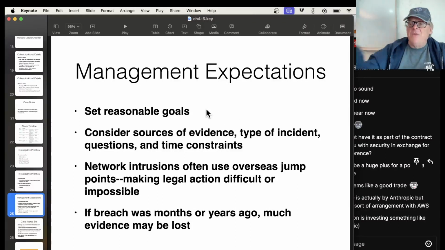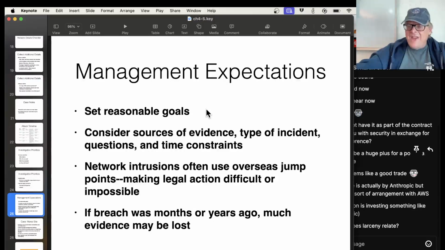So management should set reasonable goals. Amateur management will have ridiculous goals like we want no intrusions or we want 100% uptime, and you can tell them no amount of money will buy that. Nobody has that. The Department of Defense, Google, Yahoo, nobody has that. So you have to lower your expectations.